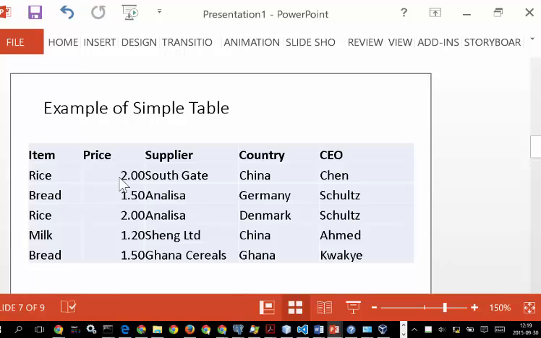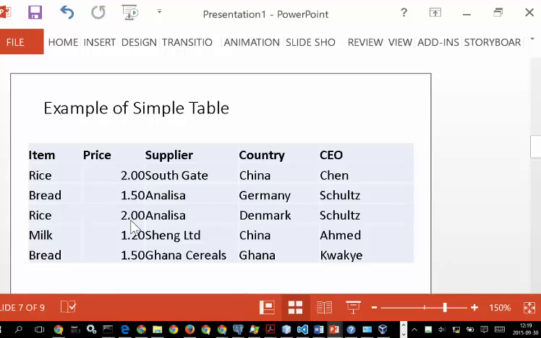So if someone says something like that, you can test it. To test it means that what? You can go through the data and see if there are any violations. So in this case, bread is 1.5. Always bread 1.5. Milk is also 1.2. So as far as we are concerned, item is determining price.